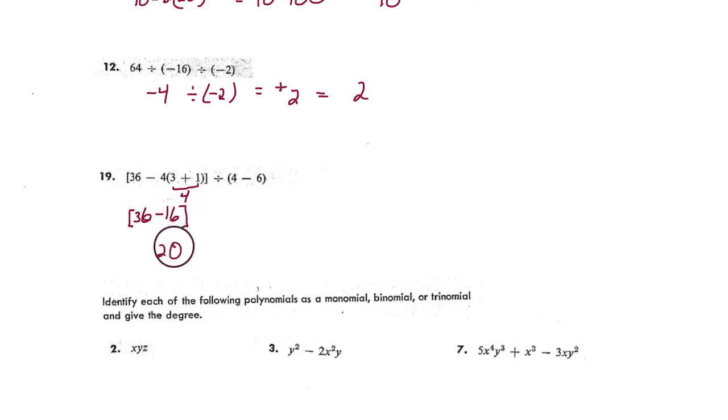That makes 20. Over here, we have another set of grouping symbols. 4 minus 6, well, that makes negative 2. So our 20 gets divided by negative 2. That answer is negative 10.